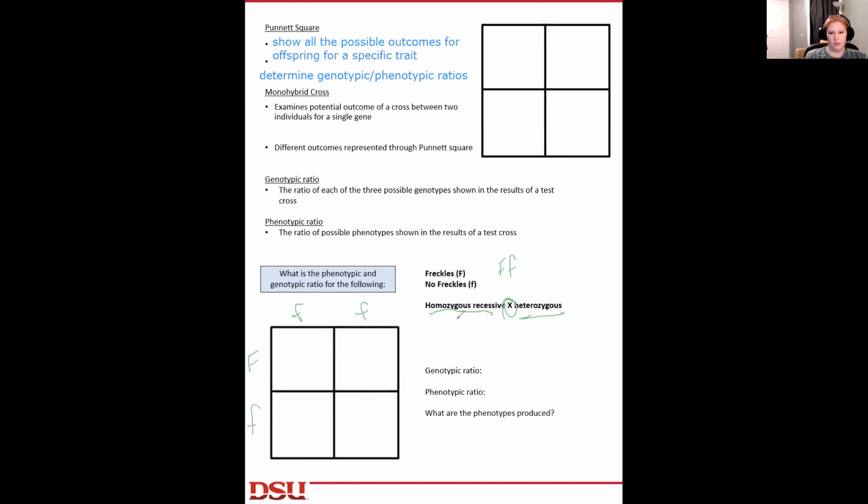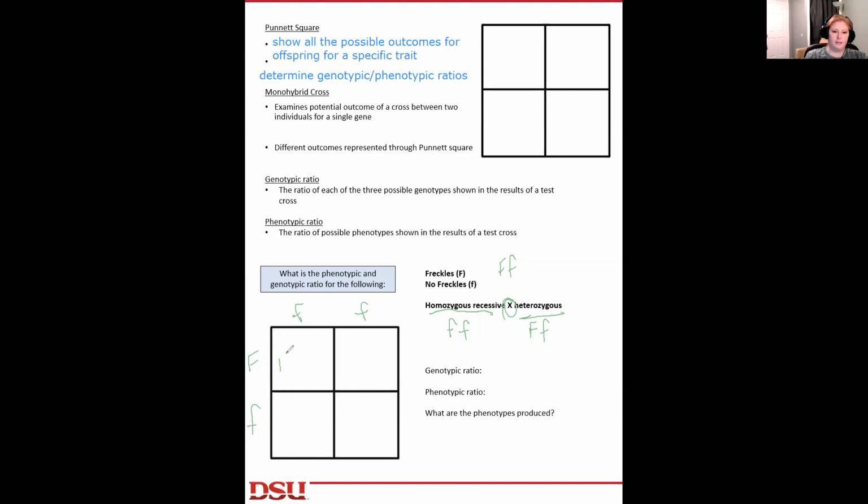Okay, so a homozygous recessive person looks like this, two recessive alleles. A heterozygous person looks like this, one dominant, one recessive. I'm going to put, in this case, homozygous recessive across the top, and I'm going to put heterozygous along the side. Now I'm going to cross them.